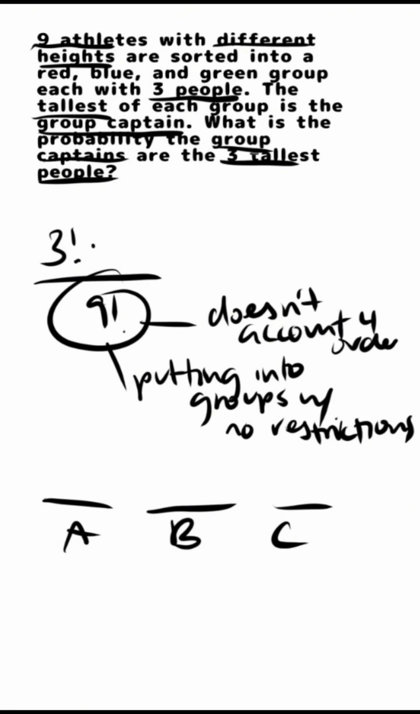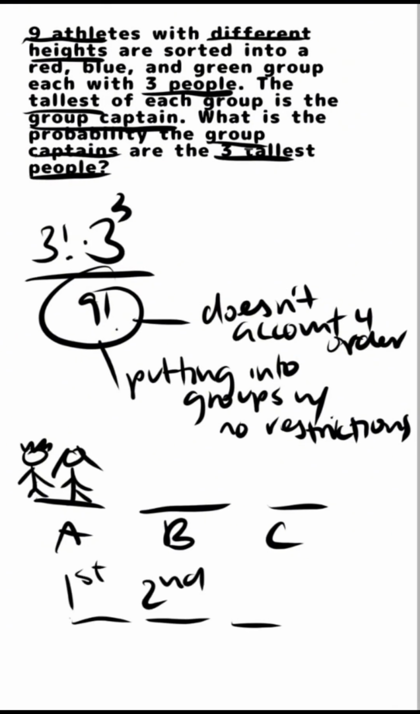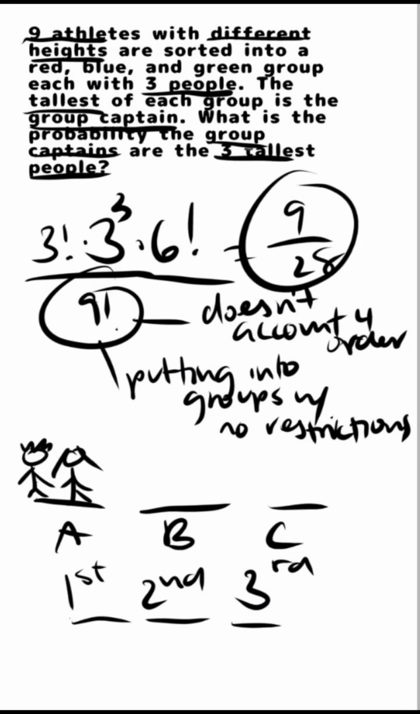On the numerator, the 3 tallest people have 3 factorial ways to be sorted into the red, blue, and green groups. Since the denominator doesn't count for order, the numerator shouldn't either, meaning that we have to multiply by 3 to the power of 3, since this is for whether the tallest people get sorted first, second, or third into the group that they are already assigned to. Then similar to the denominator, there are 6 factorial ways to put the remaining 6 people, which gives us an answer of 9/28.